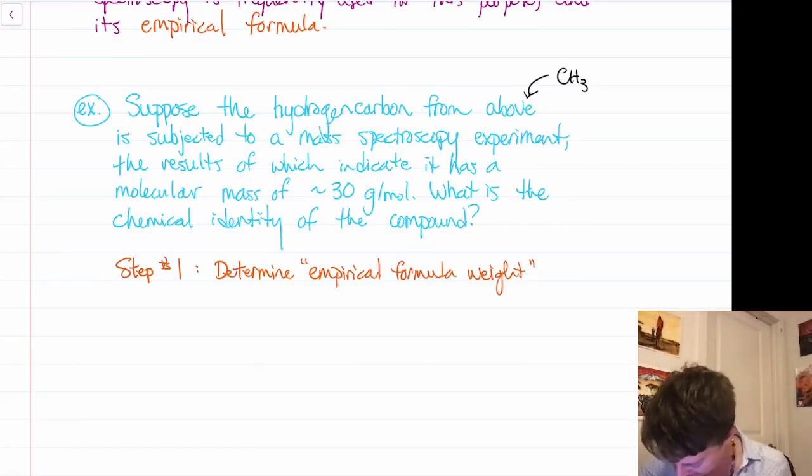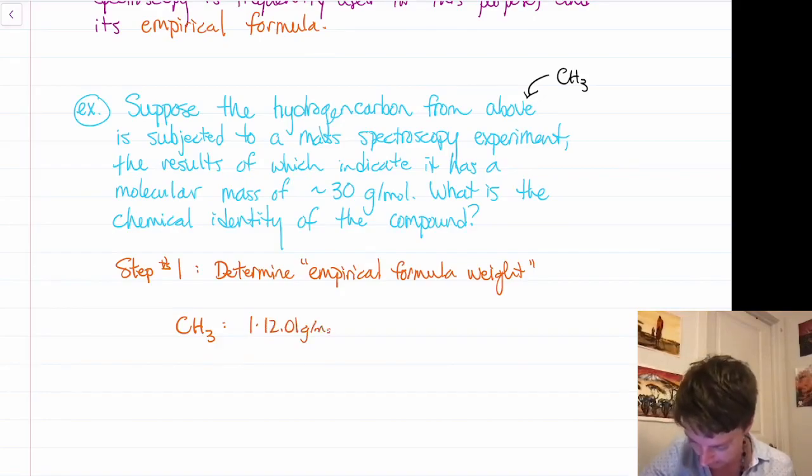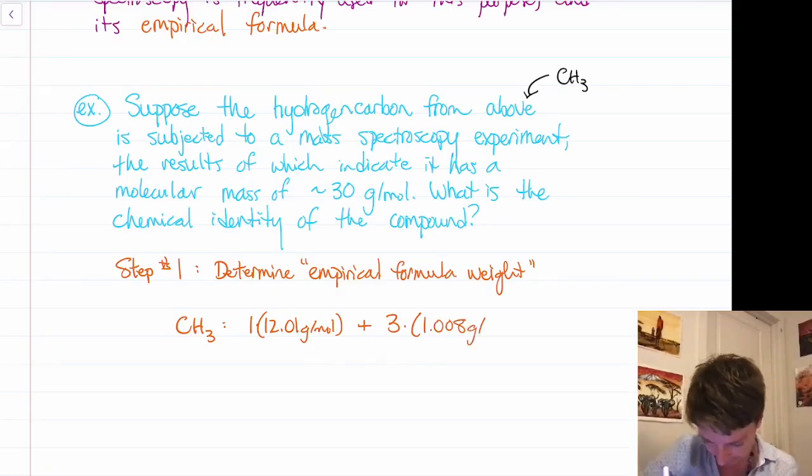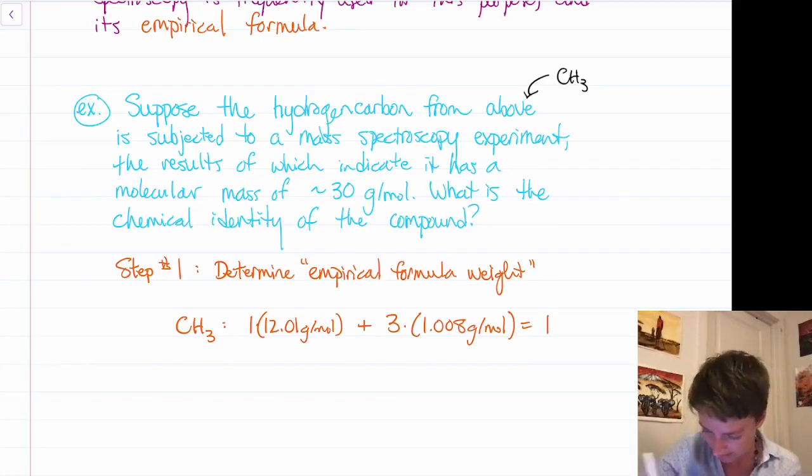So in this case, CH3 has a molar mass of 1 for the 1 carbon atom times 12.01 grams per mole plus 3 times the molar mass of hydrogen, which is 1.008 grams per mole. Add that all up, and we get that this compound, the empirical formula, has an empirical formula weight somewhere around 15 grams per mole.